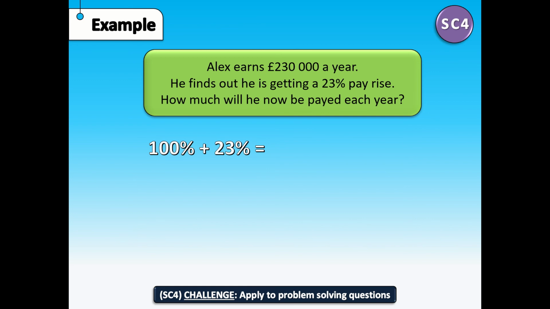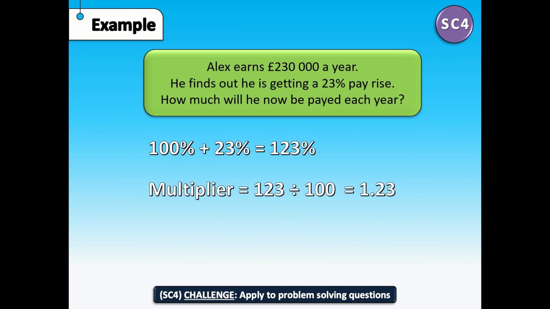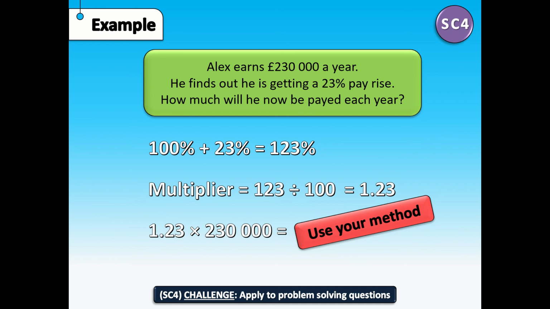So we're increasing by 23% because he's getting a pay rise. So that means the multiplier is 1.23. So we do 1.23 times by 230,000, which is 282,900.